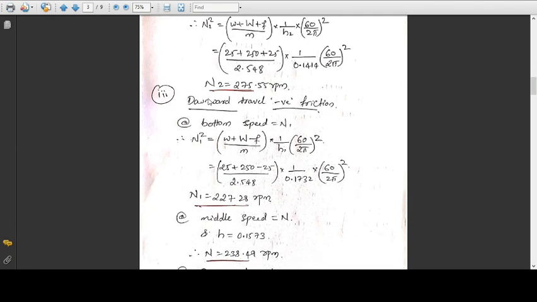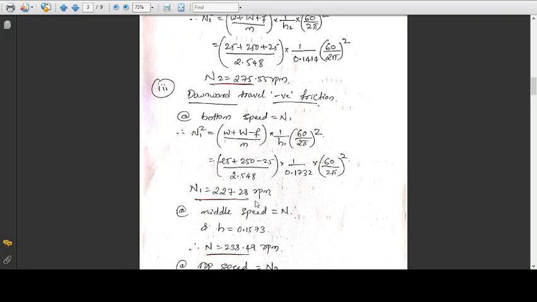Now the third case, where the sleeve is having downward motion, so the friction will be negative. In the second case, in this formula you took f with the positive sign. Now you have to take f with the negative sign. At the bottom the speed we denote as n1. So n1 square equal to (w plus w minus f) divided by m into 1 divided by h1 into (60 divided by 2 pi) whole square. Substituting all these known values into this equation, you will get the value of n1 as 227.28 rpm when the sleeve is having downward travel with negative friction.